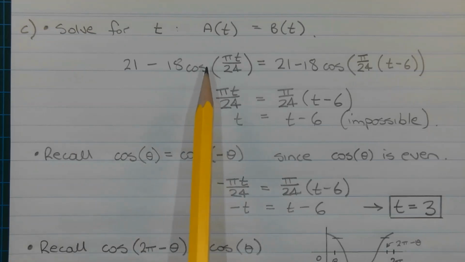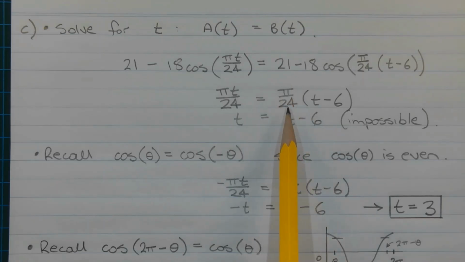Also, we can take the inverse cos of both sides of the equation. So we're left with pi t over 24 equals pi over 24 times t minus 6. Multiplying both sides of the equation by 24, dividing both sides by pi, we get t is equal to t minus 6, and that's impossible.